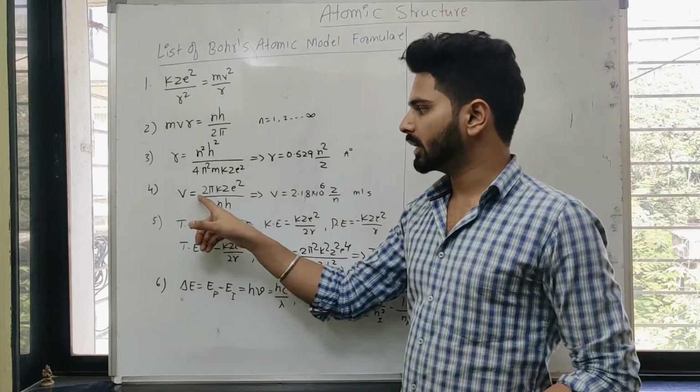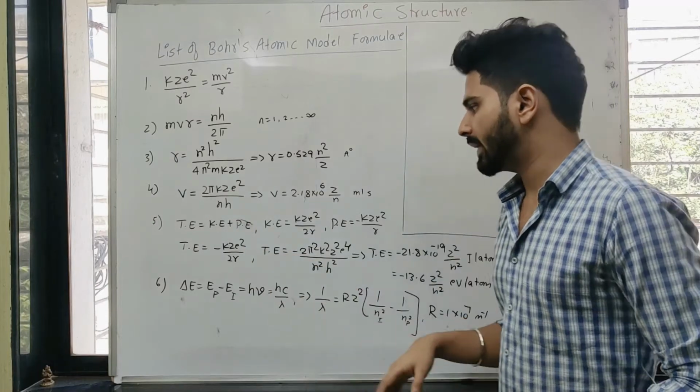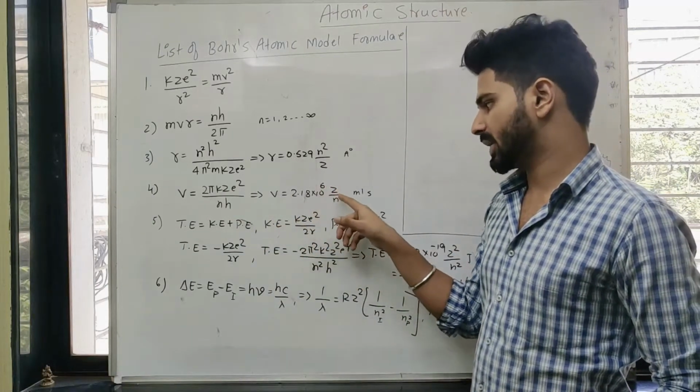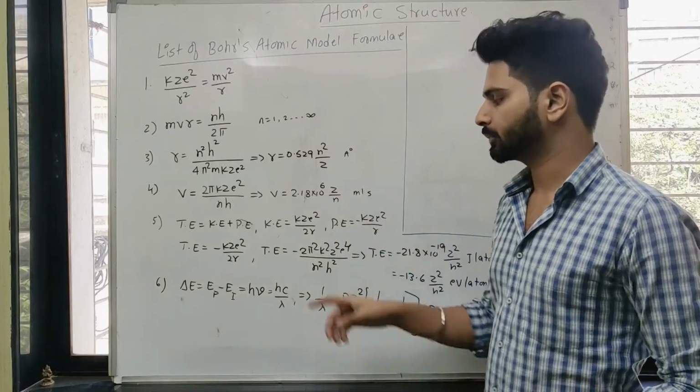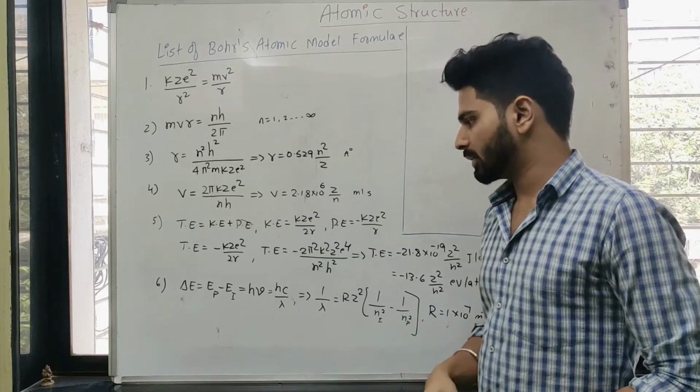Velocity formula equal to 2πkZe² upon nh. When we put all the values of constants, you will get velocity equal to 2.18 into 10 raised to 6 Z upon n. This is in meter per second. You can make it 2.2 also for better, easier way to calculate.